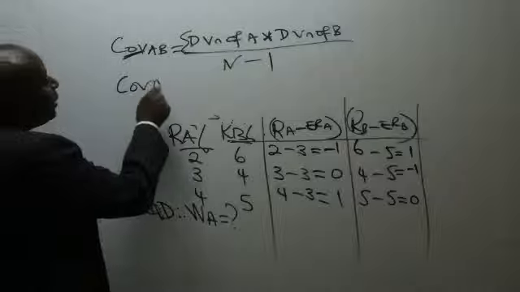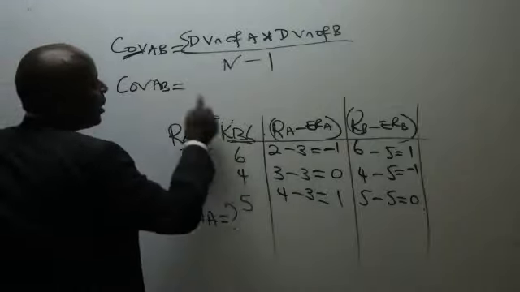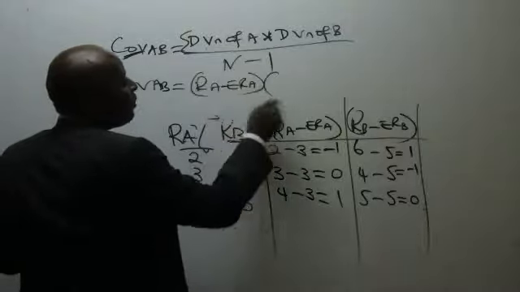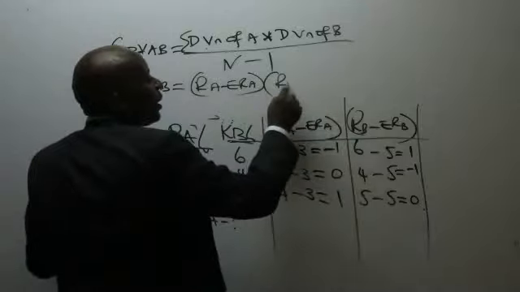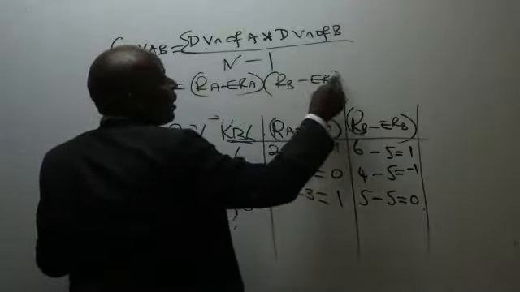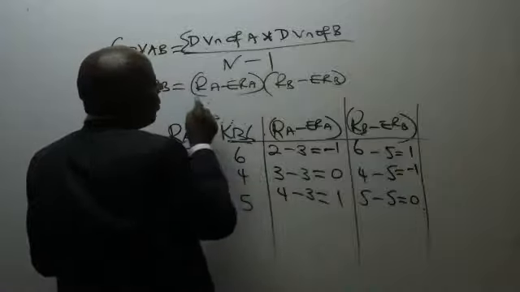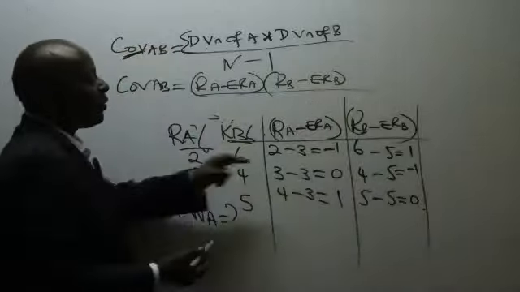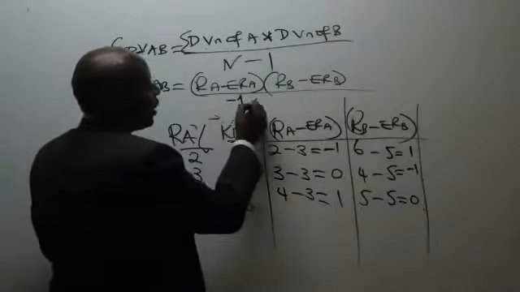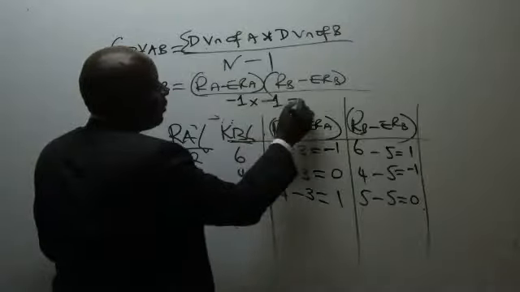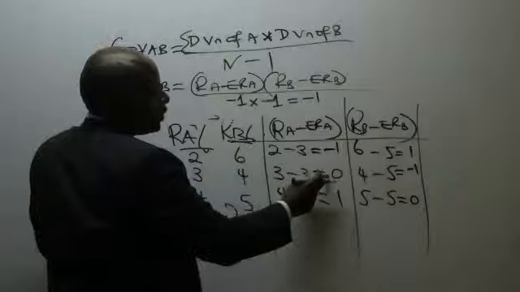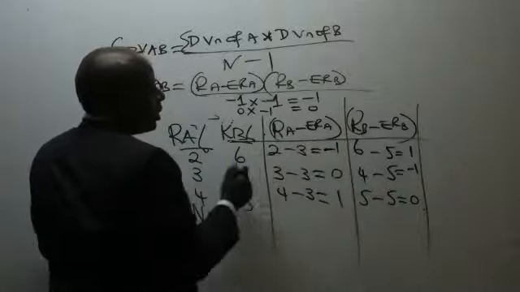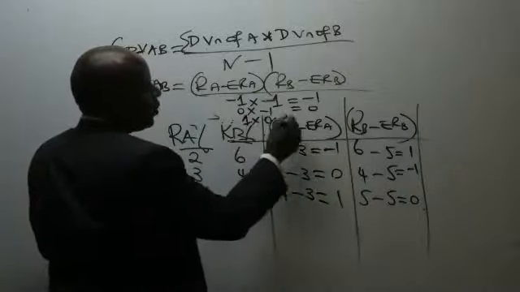What this would mean is this. Do we have the deviation of A? It is here. It is RA minus ERA. And do we have the deviation of B? We already have it. It is RB minus ERB, right? So first of all, I would want us to take care of this formula. Fortunately, we have these numbers. So here it will be minus 1 times 1, which gives me minus 1. Next, we have 0 times minus 1, which gives me 0. Next, we have 1 times 0, which gives me 0.